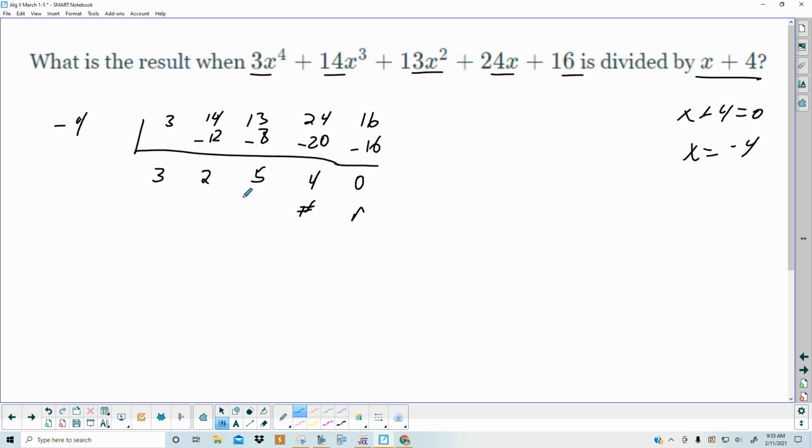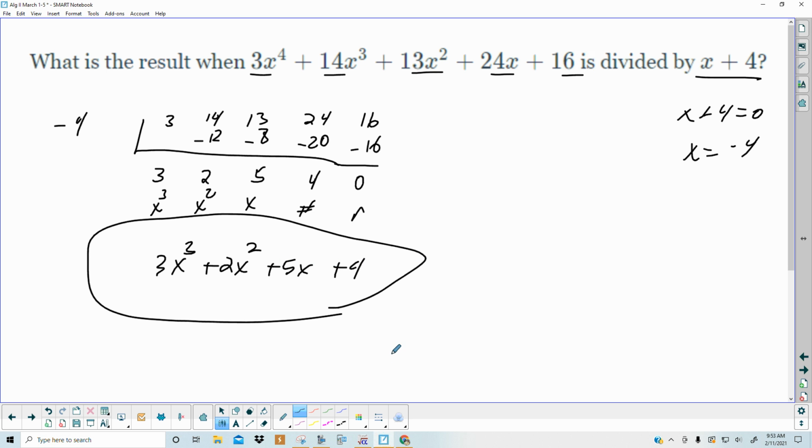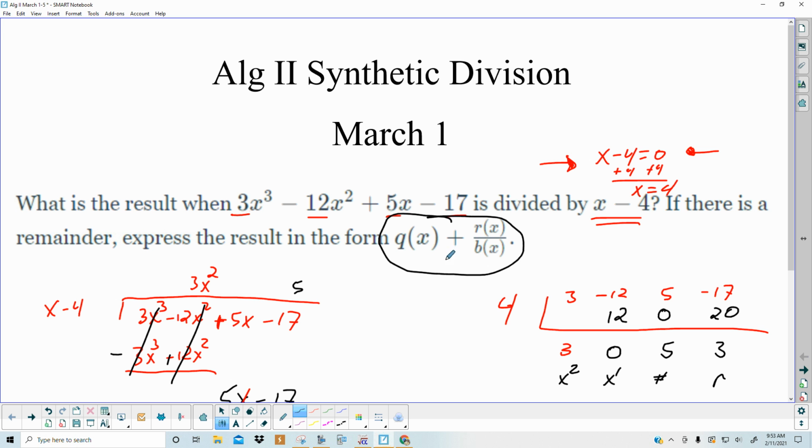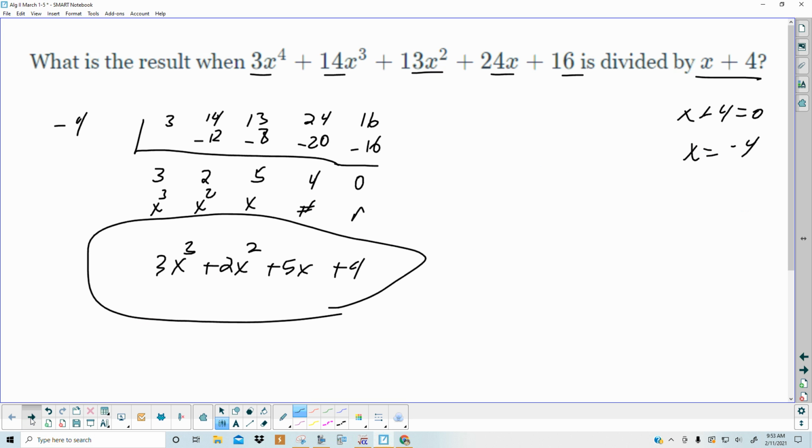Remainder, number, x, x squared, x cubed. So your answer is 3x cubed plus 2x squared plus 5x plus 4. That's your answer. Okay? And there'll be 5 of them that will be worded this way. 5 of them will have this in the wording of the question, so you know you're going to have a remainder. Okay?